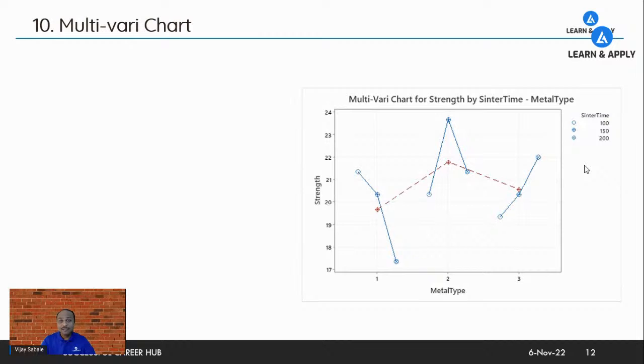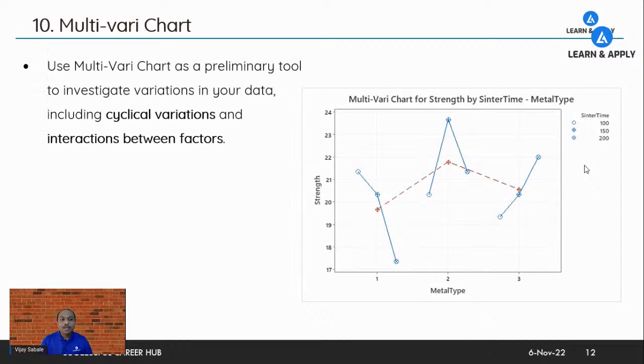And the last tool that we are going to see today is the multivariate chart. You can see this graph contains a lot of information. Use the multivariate chart as a preliminary or primary tool to investigate variation in your data, including cyclical variation and interaction between factors. This is the most powerful tool if you want to see the cyclical changes, and if you want to study the interaction between the factors.